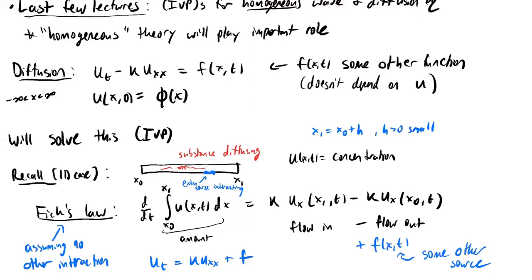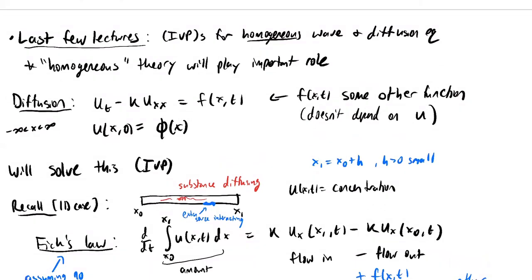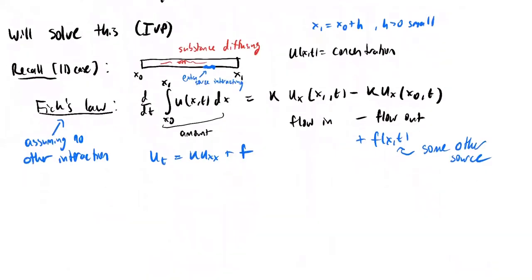Okay, and so what we're going to do now is talk about how to describe how to solve this initial value problem. And so what I'm going to do is just tell you what the solution formula is as a theorem, and then we'll discuss motivation for how someone would actually arrive at this formula, and then we'll prove that the formula works.